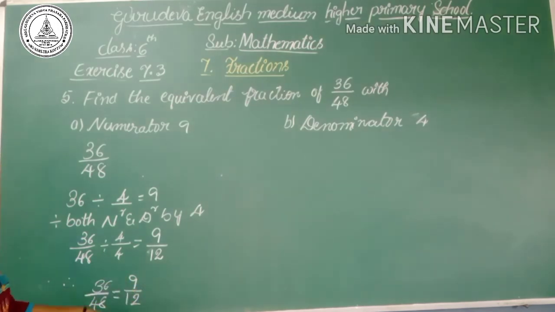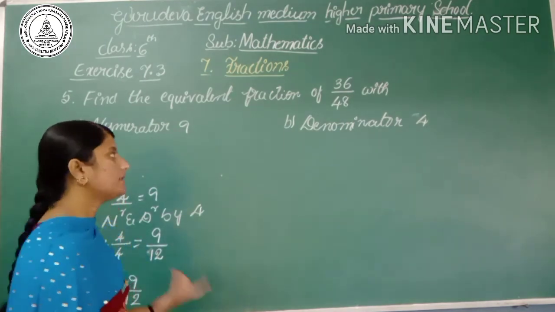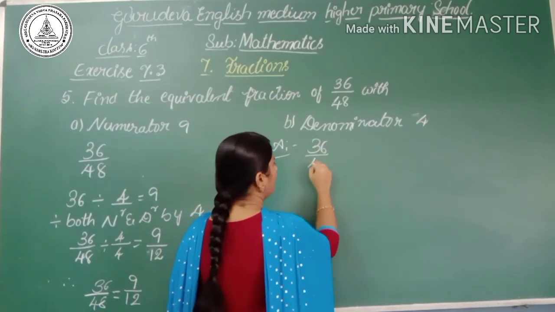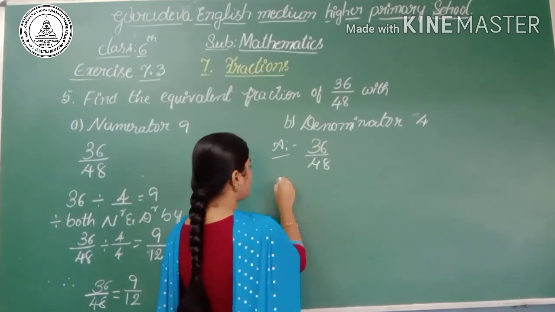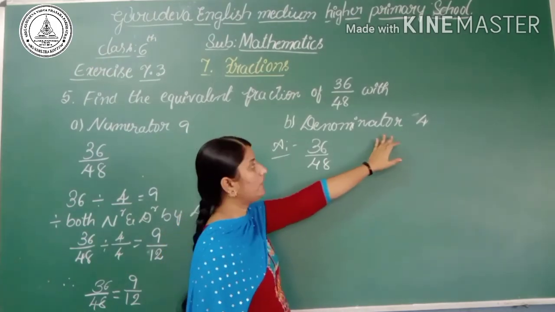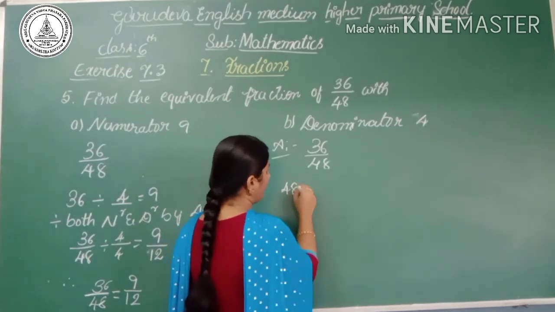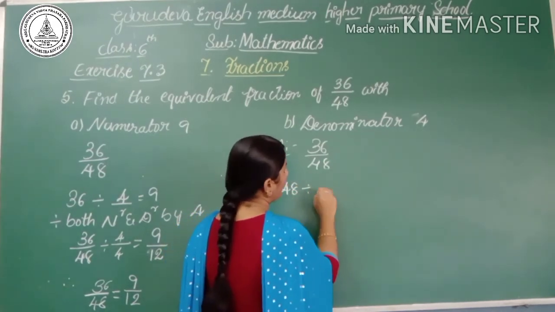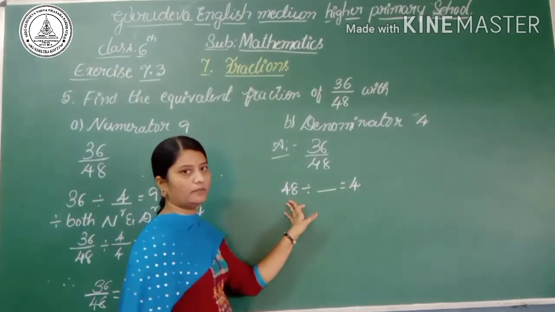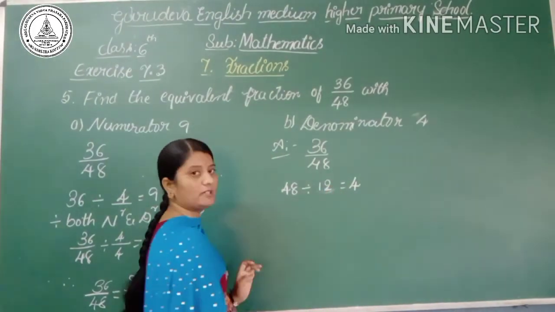Okay, then similarly do the B one, the denominator being 4. The given fraction is 36 by 48. Here we have to write the equivalent fraction having the denominator 4. So take the denominator, it is 48. So what we have to do? We have to divide by which number? 4 times how much is 48? Yes, 4 1s are 4, 4 2s are 8, so 12 4s are 48.